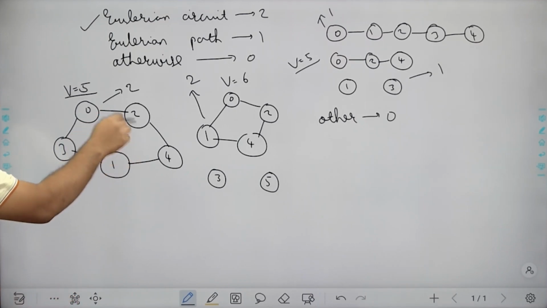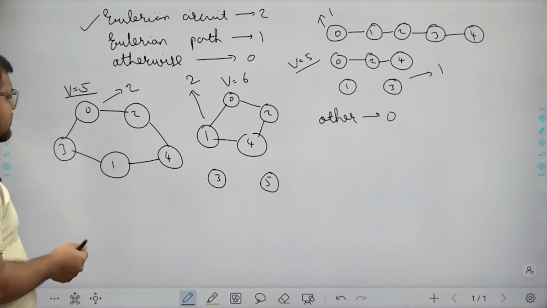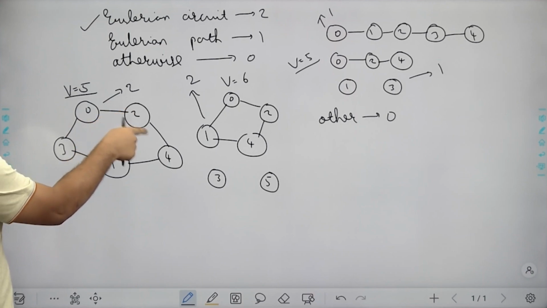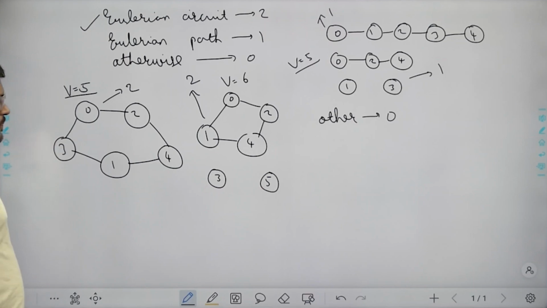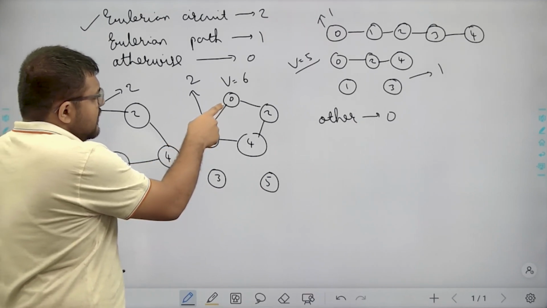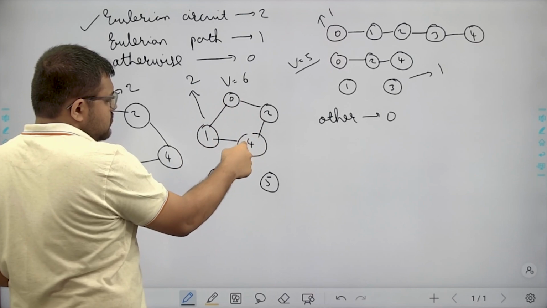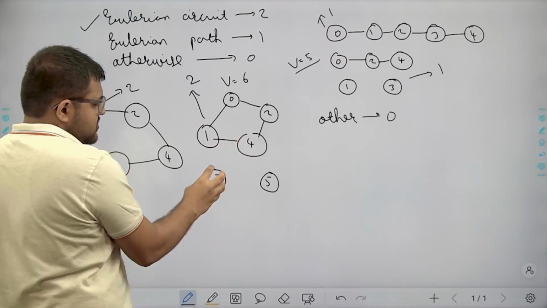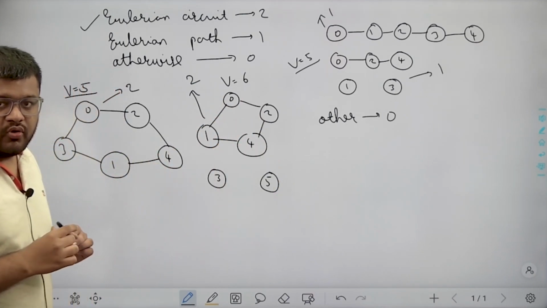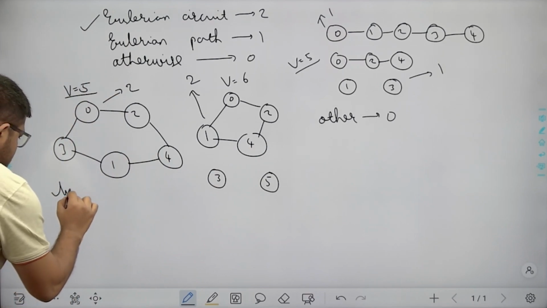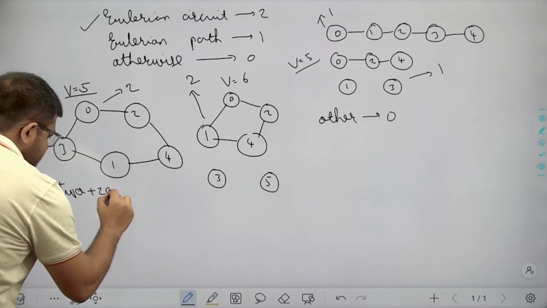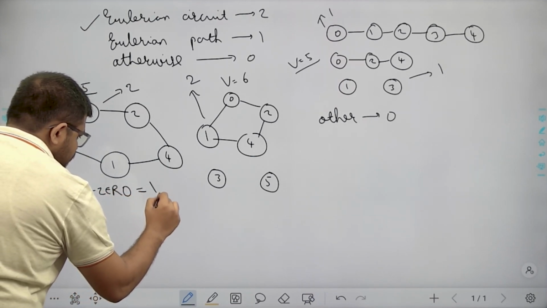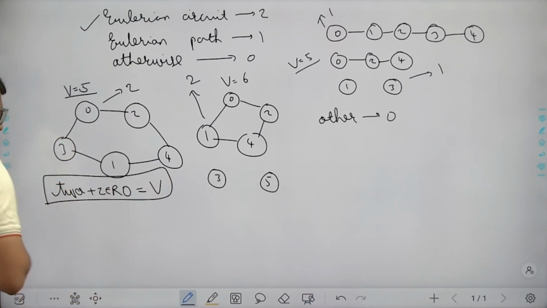See, what is the degree of all the vertices here? Degree is 2. It means how many edges are connected to that vertex. So this has degree 2, this has degree 2, this has degree 2, and all the vertices have degree 2. Here, this has degree 2, this has degree 2, this has degree 2, and this has degree 2. This has degree 0, and this has degree 0. So if the number of vertices with degree 2 plus the number of vertices with degree 0 is equal to V, then in that case I have a Eulerian circuit.